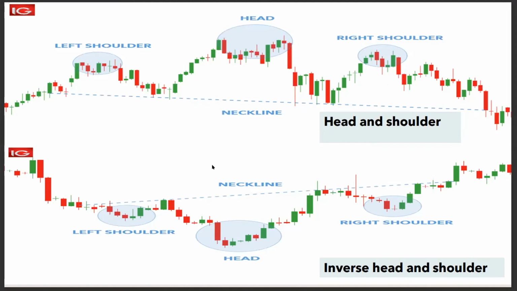Similarly, this is the inverse head and shoulders. It's just the reverse of it. Here you can see the neckline has just been crossed a bit. So after this, this is a bullish reversal signal. The head and shoulders is a bearish reversal signal, and the inverse is a bullish reversal signal.